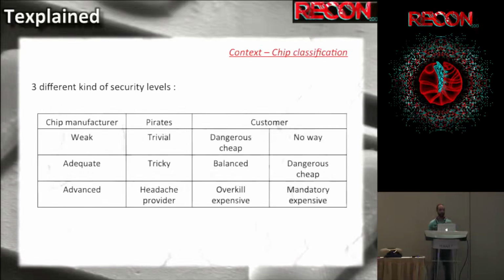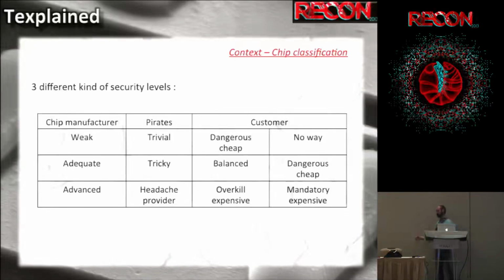These three different levels are from the chip manufacturer side. For pirates, I would call them trivial, because it's a piece of cake. I'll do it so fast. And then the adequate one will be tricky. I mean, some pirates can do it, but now we have only some groups of people, it's not so many. And then the advanced techniques, for a hacker, it's a problem. So they will have some difficulties.